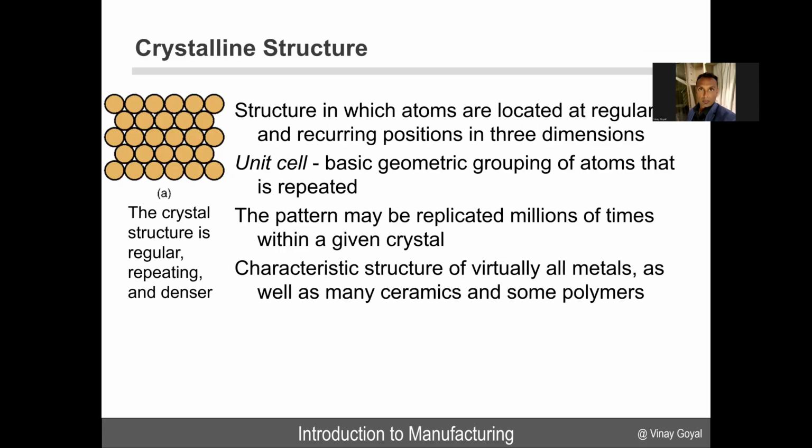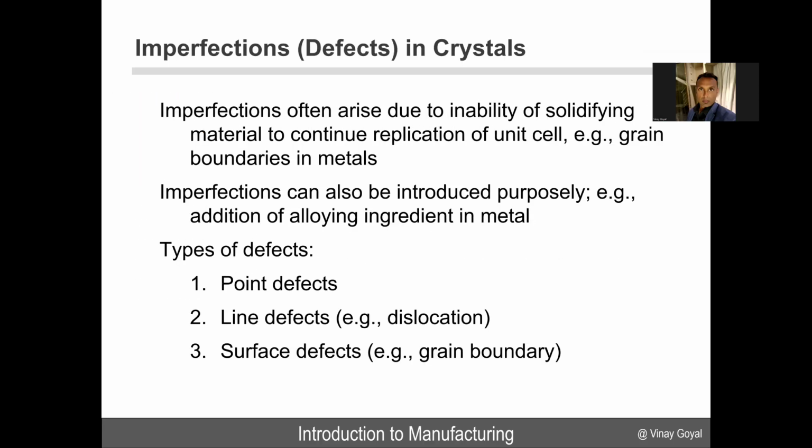Now, if I look at crystalline structures, there will sometimes be imperfections in these crystals. The imperfections usually arise from the inability of the solidifying material to continue replication of that unit cell. And so that causes these grain boundaries in the metals where this interruption occurs. The imperfection can also be introduced purposefully. You could do that on purpose by adding an alloying ingredient metal. You can cause these grain boundaries.